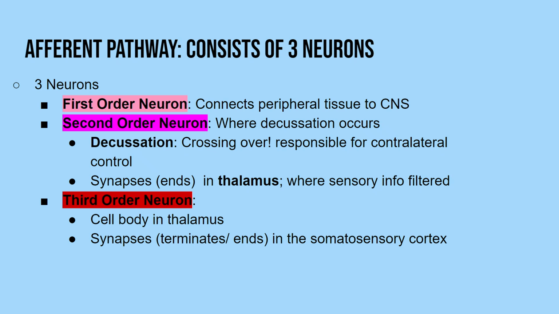So the afferent pathway can be broken down into 3 neurons. The first neuron is the first order neuron, and this connects the peripheral tissue to the central nervous system. So if you feel something, again, this neuron is basically going to transmit that signal up your arm to the spinal cord.